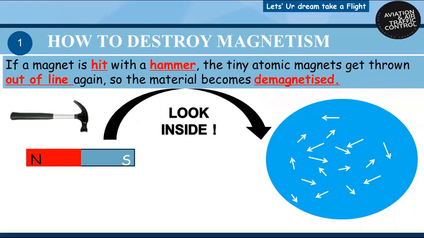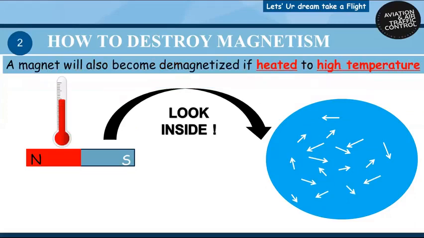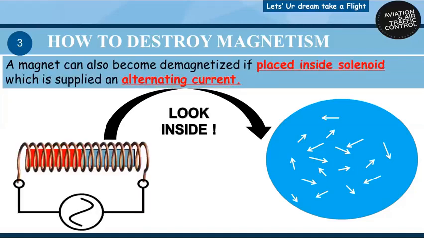Demagnetization means destroying the magnetism. In the first method, if a magnet is hit with a hammer, the tiny atomic magnets get thrown out of line again, so the material becomes demagnetized. A magnet will also become demagnetized if it is heated to a high temperature. A magnet can also become demagnetized if placed inside a solenoid which is supplied with an alternating current.